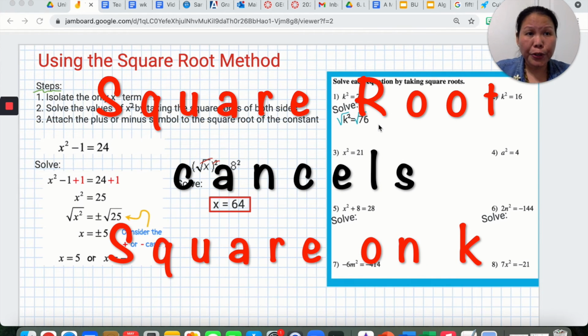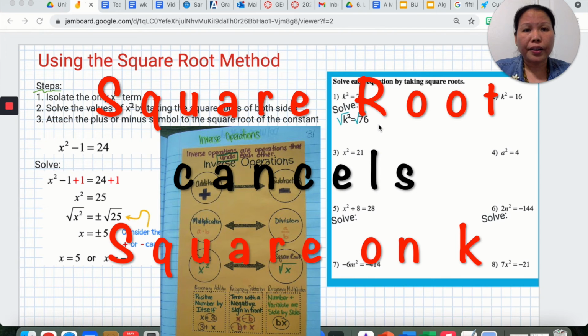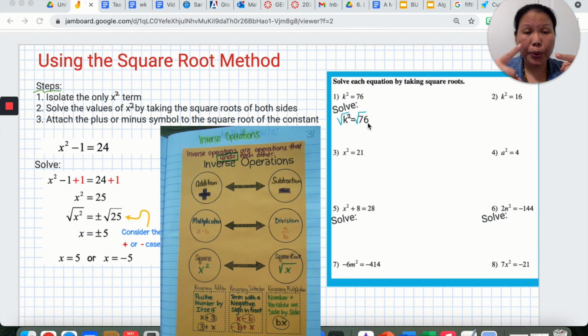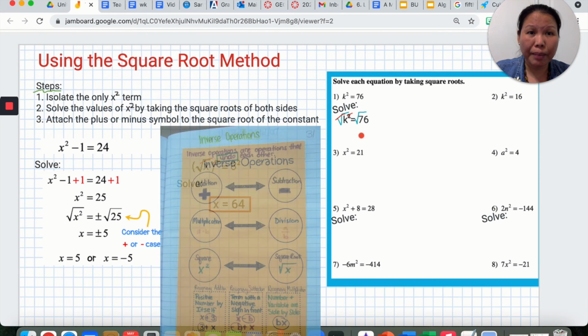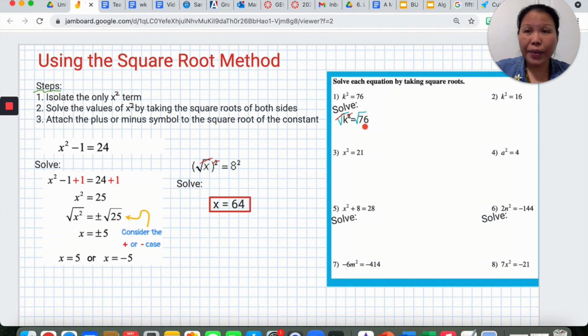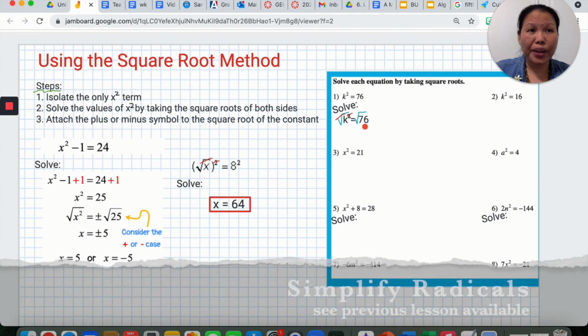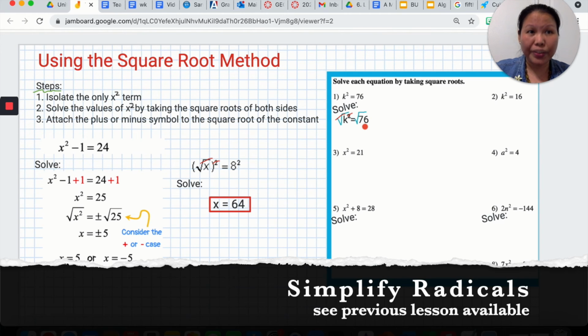I do the inverse of the square on the K. I do the inverse by taking the square root of both sides. And when I have that, the square and the square root cancel each other out. I'm left with just K equal, and I need to simplify the square root of 76 to get my final answers. Check out the lesson on Simplify Radicals if you don't know how to simplify the square root of 76.